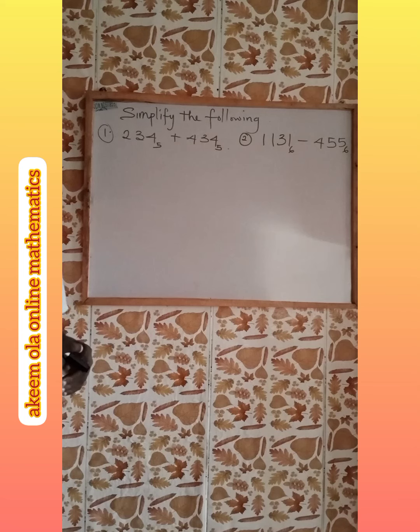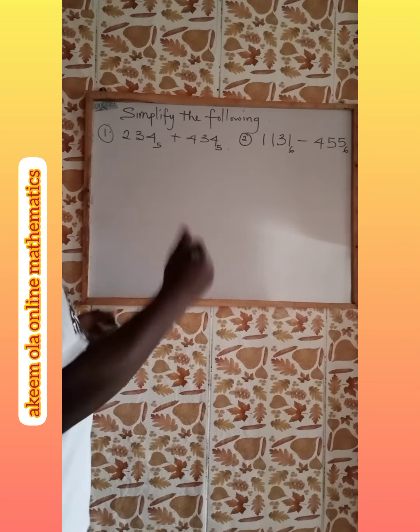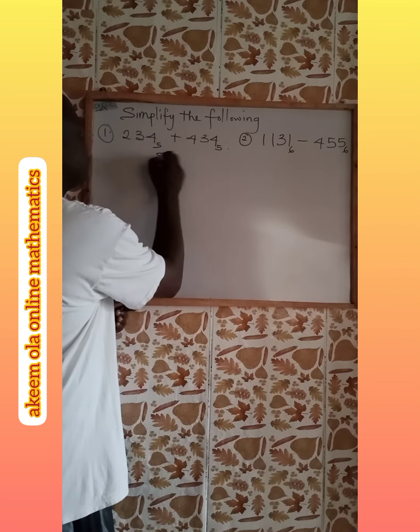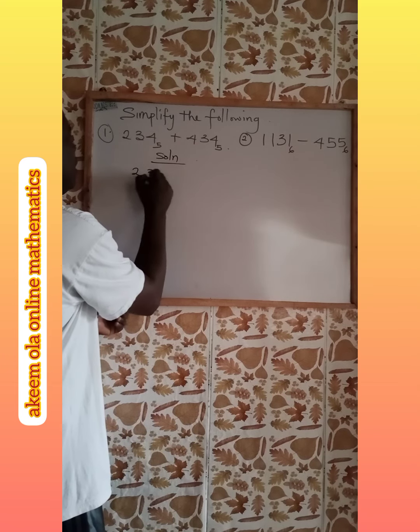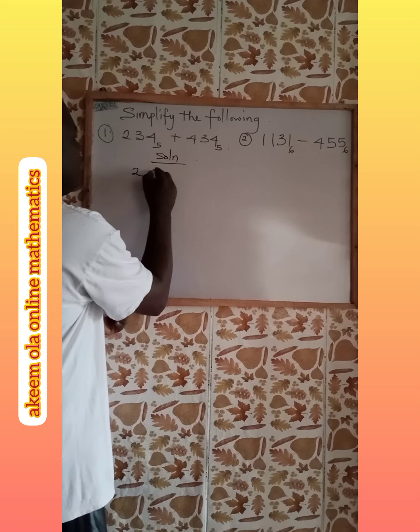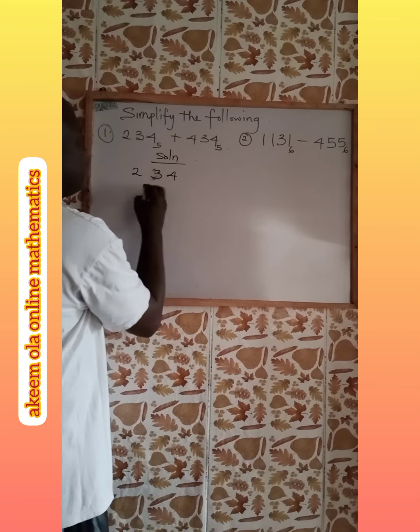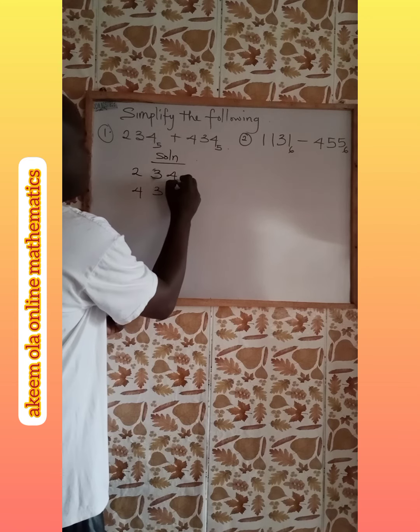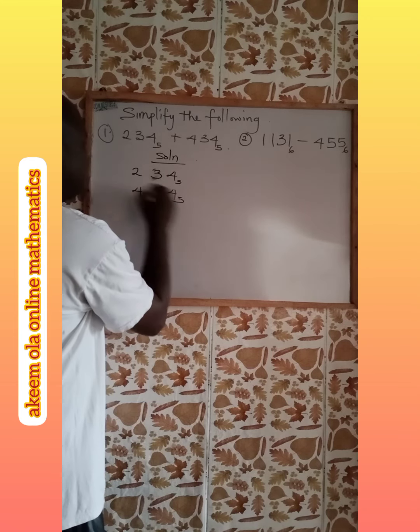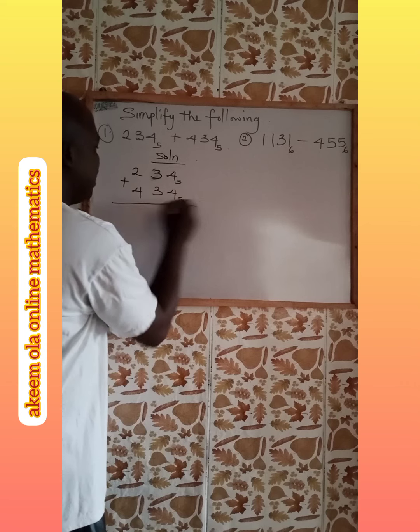So like we normally do our addition, we are going to have a solution. We have 2, 3, 4, plus 4, 3, 4, base 5, with the addition sign at the center.